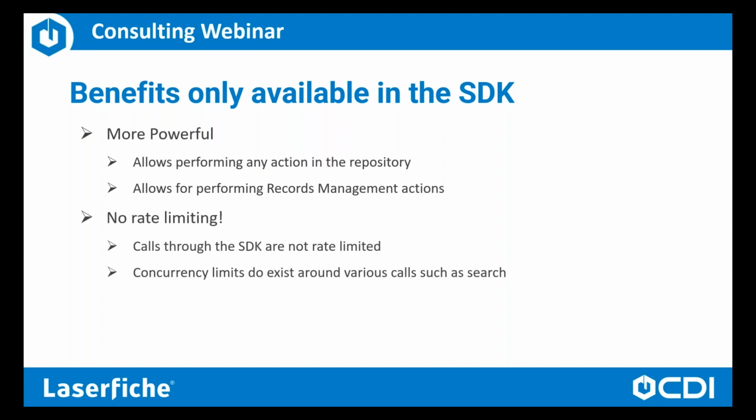With the SDK, there is no rate limiting. You can make as many calls through the SDK as you need or want. Concurrency limits do exist around various calls, such as searching and folder listings, as I had mentioned previously. And just because the SDK calls are not rate limited does not mean you can call them repeatedly. It is a very good practice to cache data locally and only make those calls to the SDK when needed.